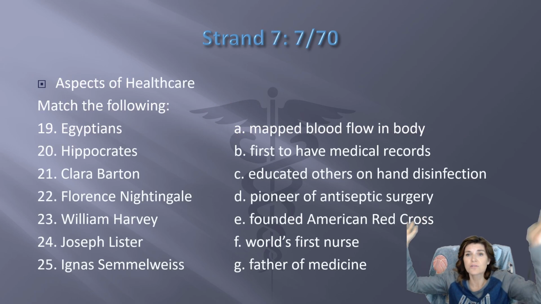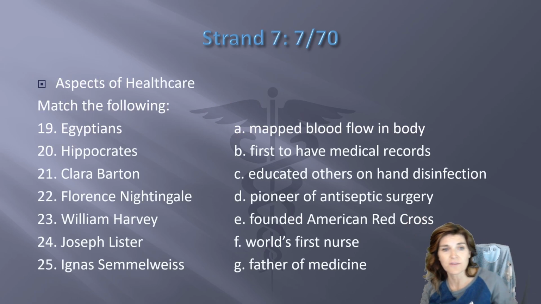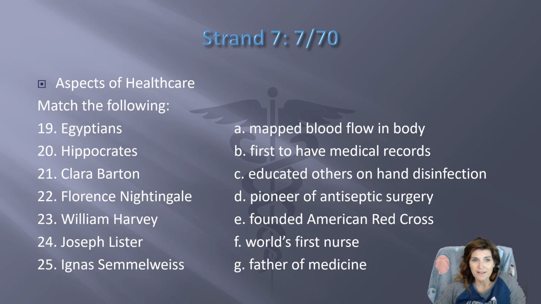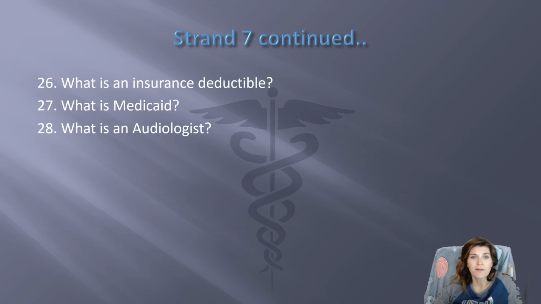And then the final strand, 7 out of the 70 points, is aspects of healthcare. And this one, I got a lot of people that came back and were like, I don't remember the history of medicine. These are the people you need to remember. So I want you to match them up. There were a lot more than this, but these were the ones you need to remember. Okay, so pause it if you need to. And then in 7, continued, we talked about insurance, we talked about specific types of insurance, and there were careers. So I just picked one of the careers, and I need you to answer these.